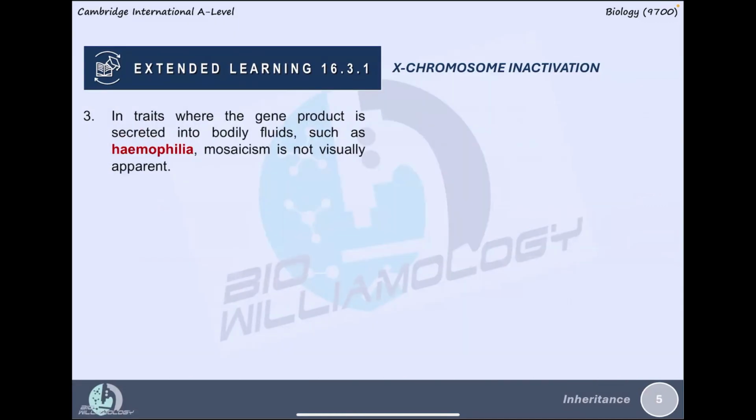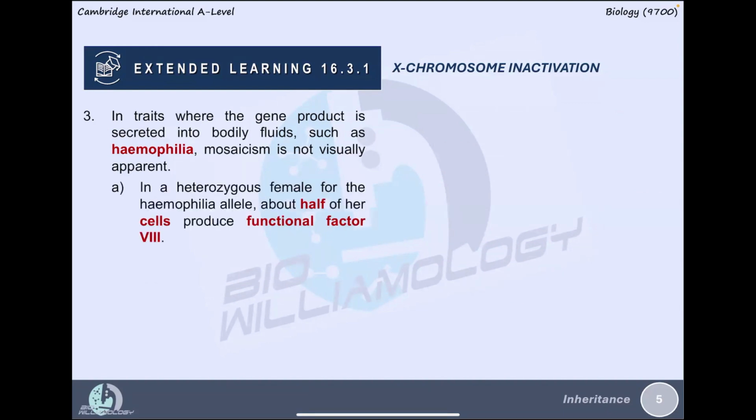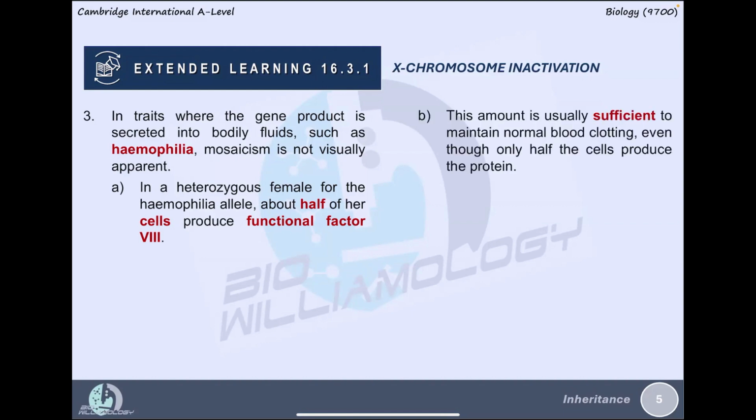In traits where the gene product is secreted into the bodily fluid, such as hemophilia, mosaicism is not usually apparent. You won't be able to detect it. For example, in a female heterozygous for the hemophilia allele, about half of her cells produce functional factor 8, while the other half produce insufficient or no factor 8. This amount is usually sufficient to maintain normal blood clotting, even though only half the cells produce functional factor 8.